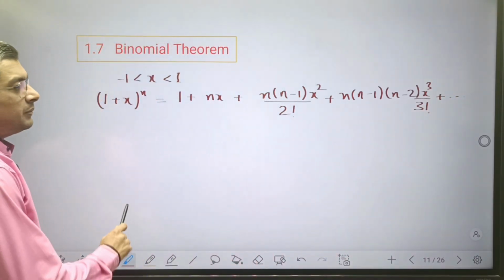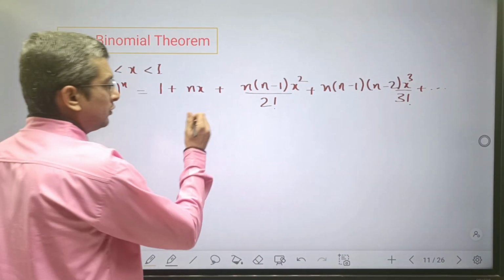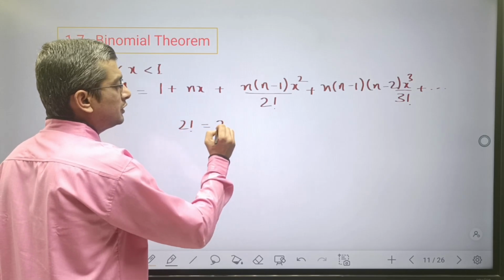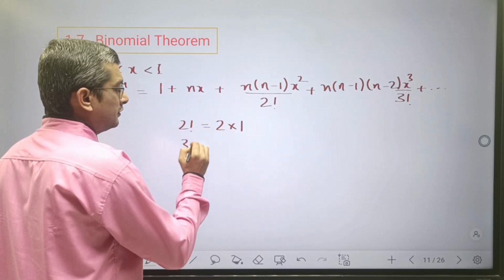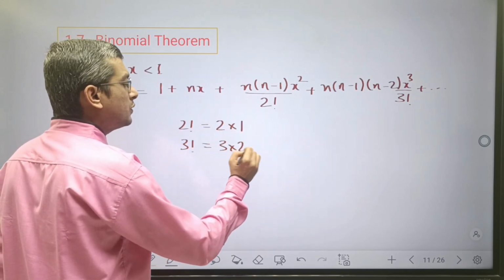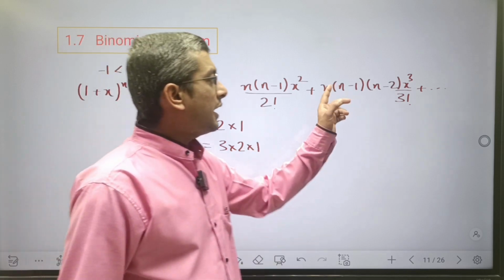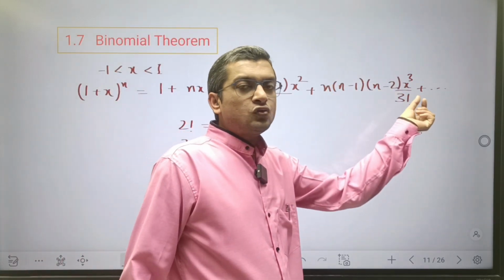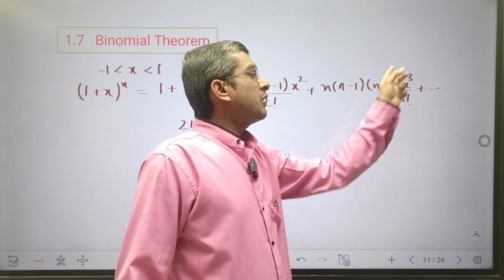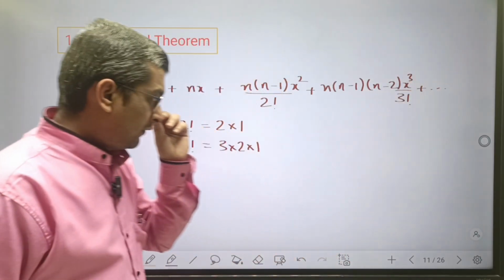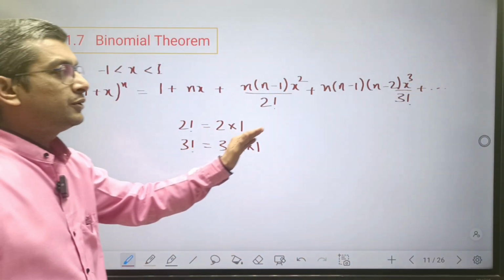So what is this factorial? This 2 factorial is nothing but 2 into 1. 3 factorial is 3 into 2 into 1. The next term will be n(n minus 1)(n minus 2)(n minus 3) x to the power 4 by 4 factorial. And 4 factorial is 4 into 3 into 2 into 1.